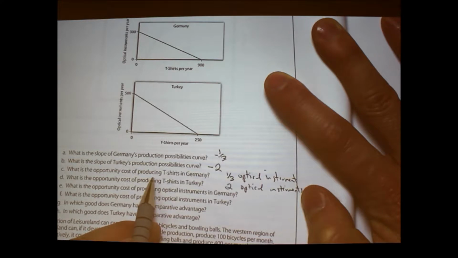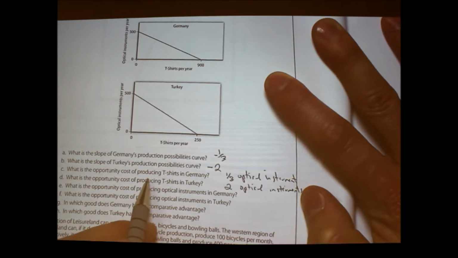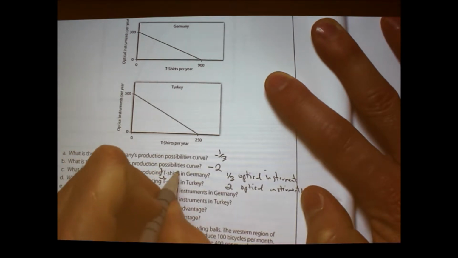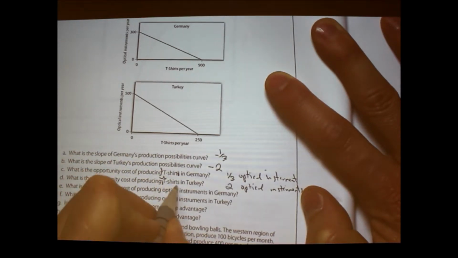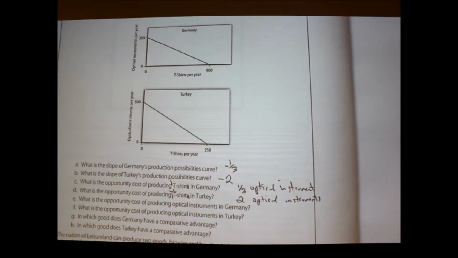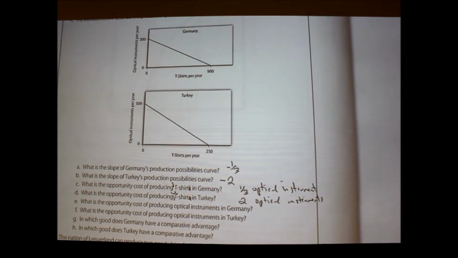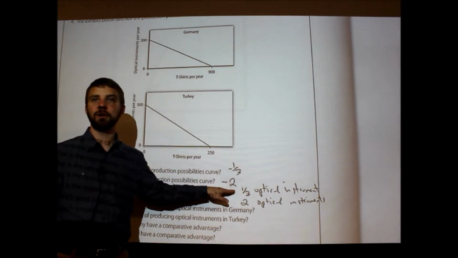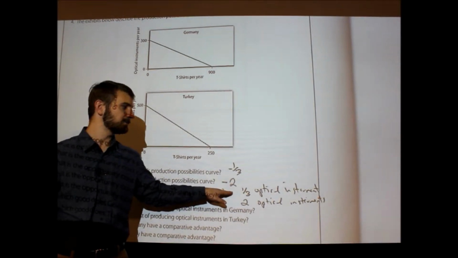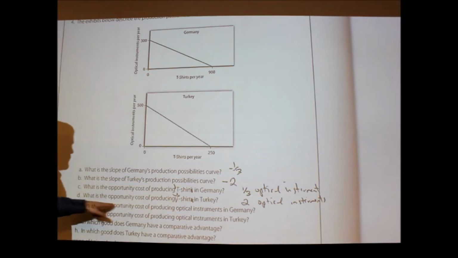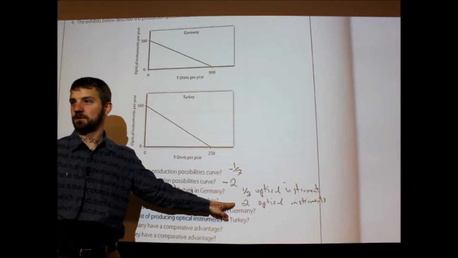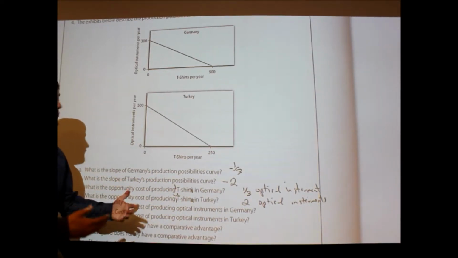In fact, I would rewrite this problem to make it even more clear. I would write, what is the opportunity cost of producing 1 t-shirt in Germany and of producing 1 t-shirt in Turkey? And so then it's clear that if you produce 1 t-shirt in Germany, you give up the opportunity to produce 1/3 of an optical instrument. And if you produce 1 t-shirt in Turkey, you give up the opportunity to produce 2 optical instruments. Okay? And let me just illustrate this one other way.